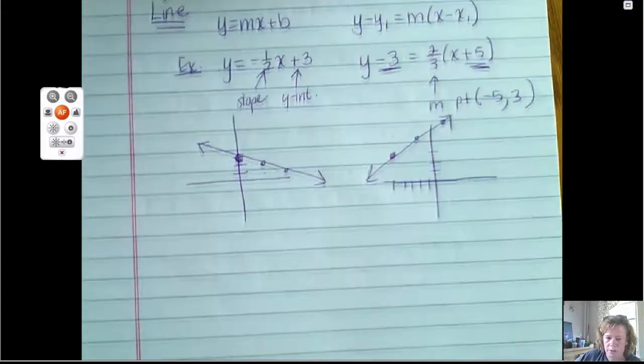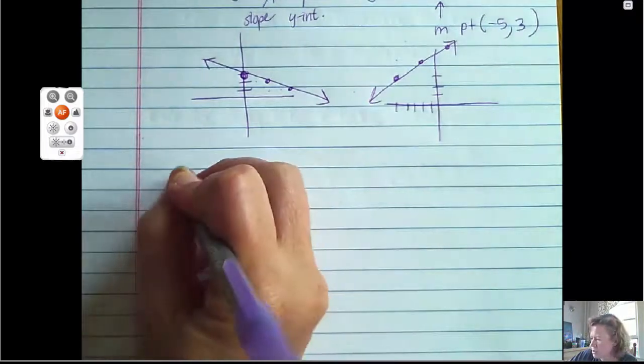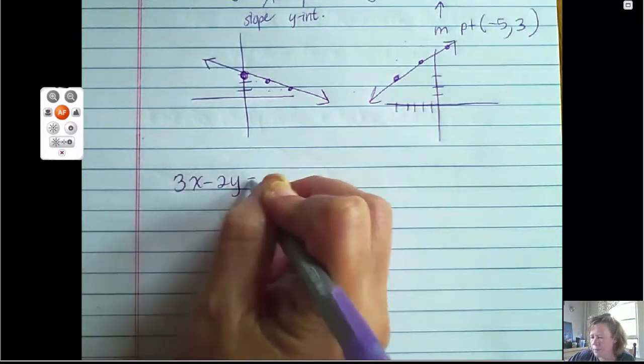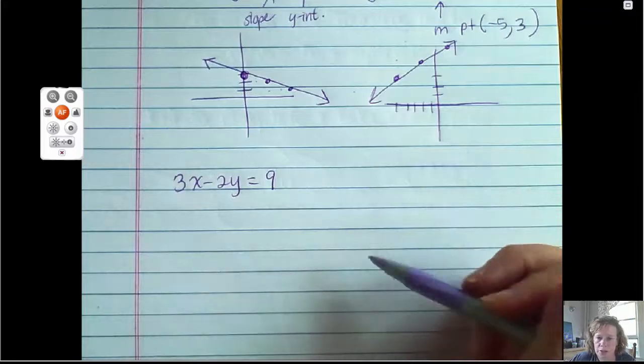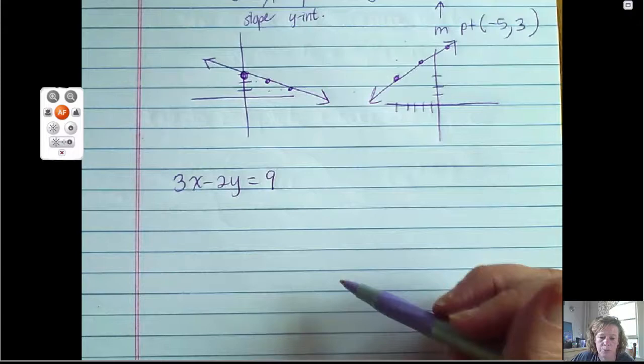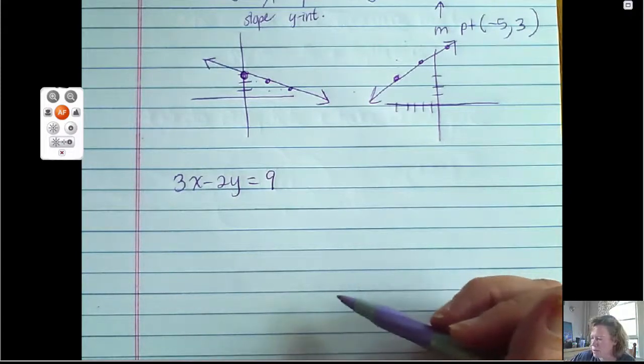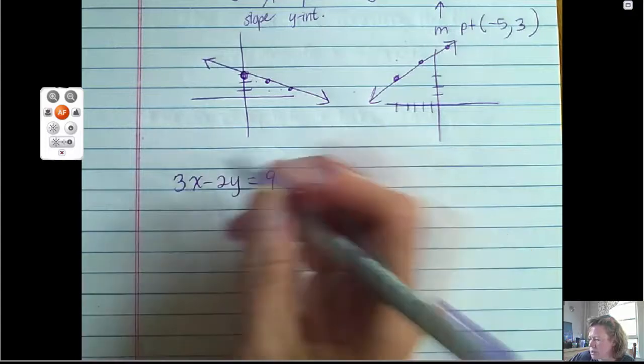Sometimes you're given an equation in a different form. Something like 3x minus 2y equals 9. Well, you could certainly rearrange it to get it into slope-intercept form, but sometimes you'll get a y-intercept that's not an integer, so it's hard to plot. So instead what you want to do is find your intercepts.